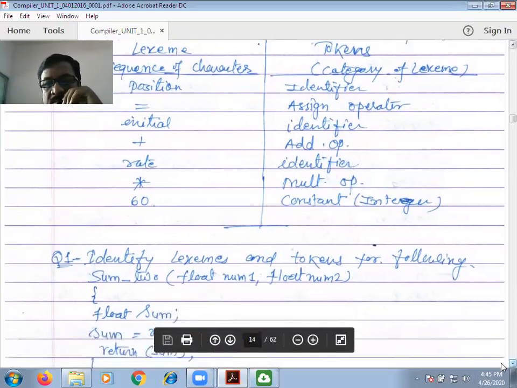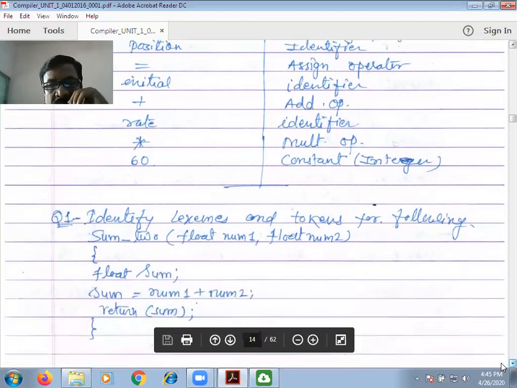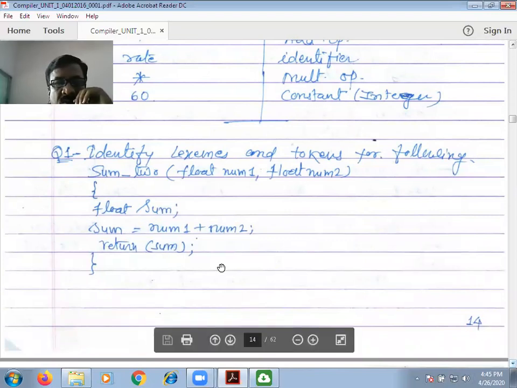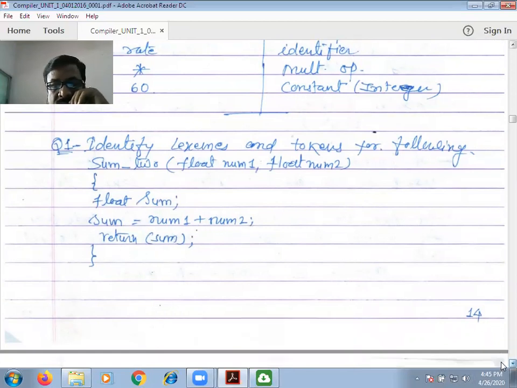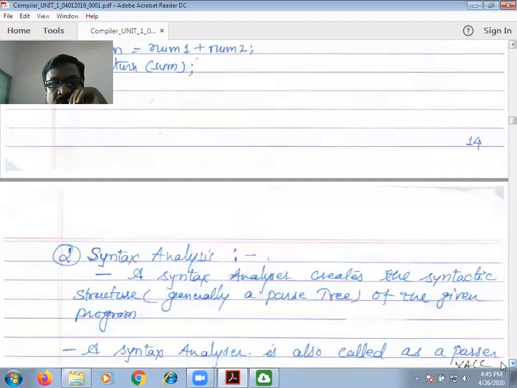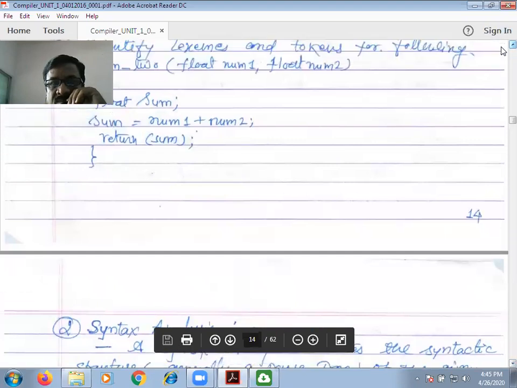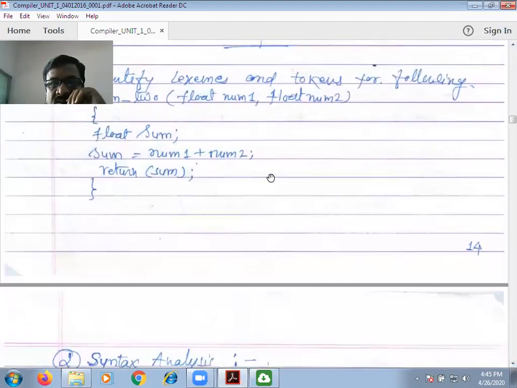Here is some more examples which you can identify, various tokens or characters. In this example: float sum, number plus number 2, return sum. Right? You can identify the tokens in this example.